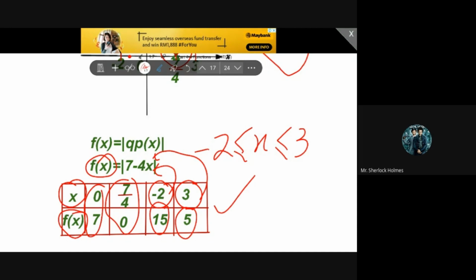So can understand? This one you can try lah, but be careful of modulus. Saya nak tanya, modulus negatif 5 dapat berapa? I want to see whether you understand modulus or not. Modulus negatif 5 kamu dapat berapa? 5, bagus. Means you understand modulus graph, everyone. Yeah, very good. So any negative value in modulus function, kamu akan dapat positive value saja.